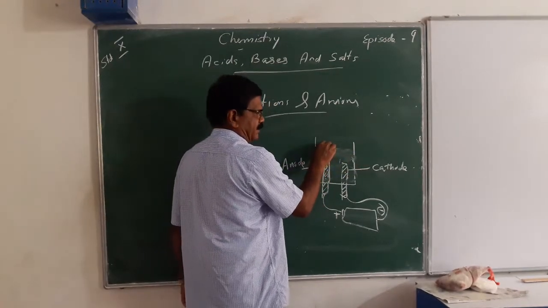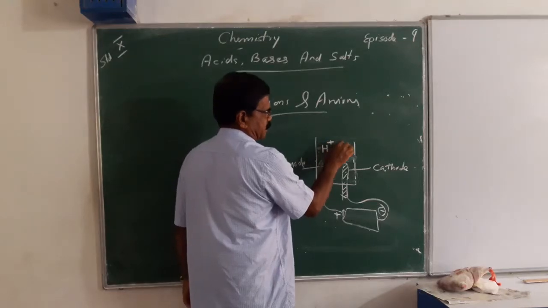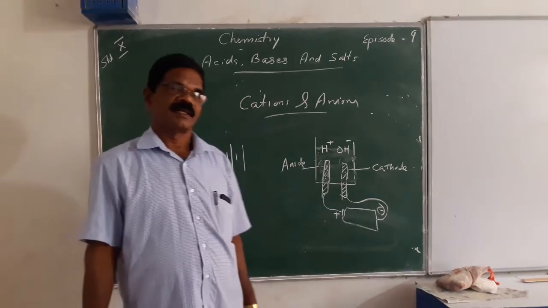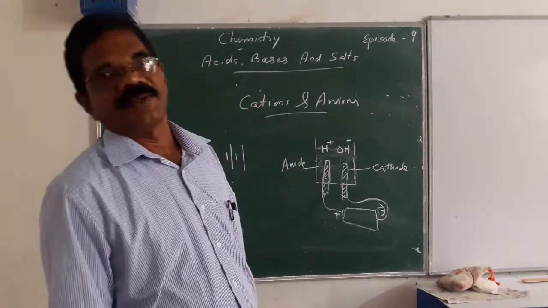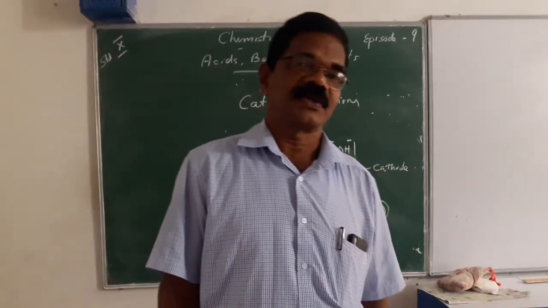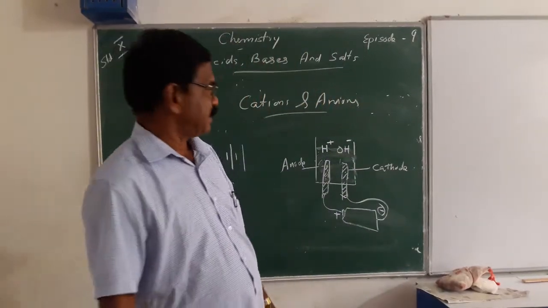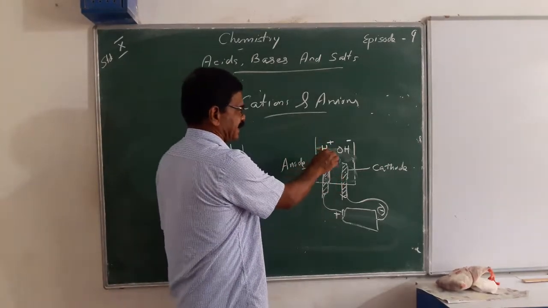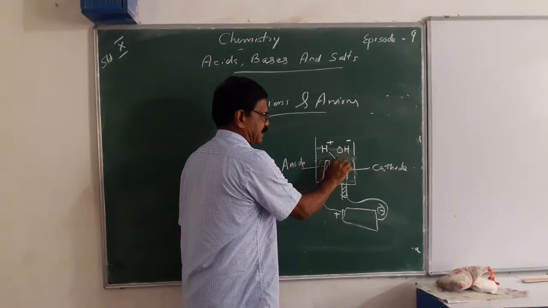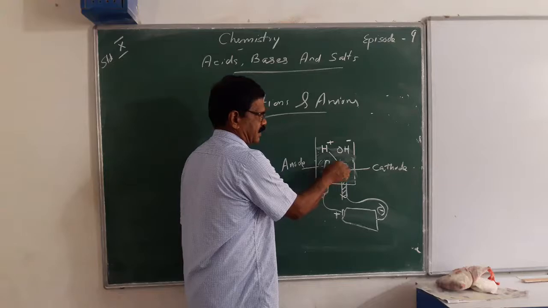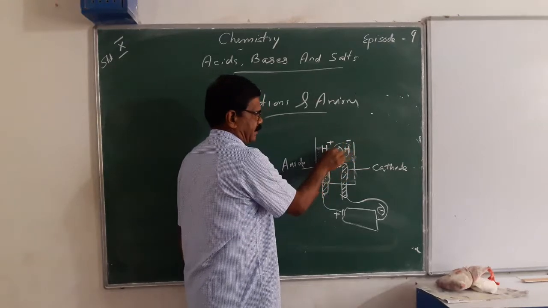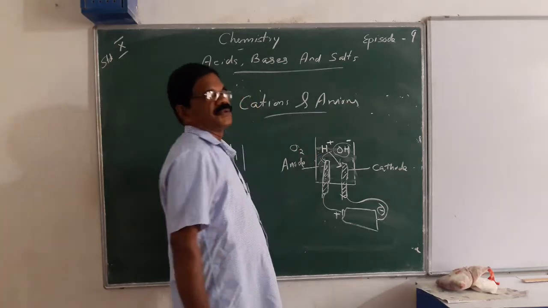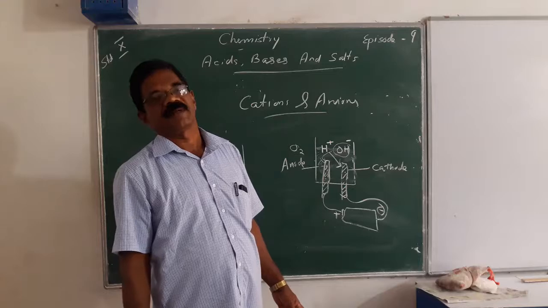Then we have taken acidified water. Acidified water also contains H positive ions and OH negative ions. Pure water does not conduct electricity. To conduct electricity, we add some acid or salt to it, so we call it acidified water. On passing electricity, where do we get hydrogen? We get hydrogen at the cathode, and hydroxide comes to the anode and liberates oxygen. OH negative gives H2O plus O2.